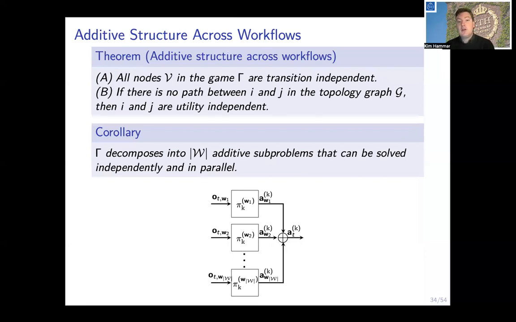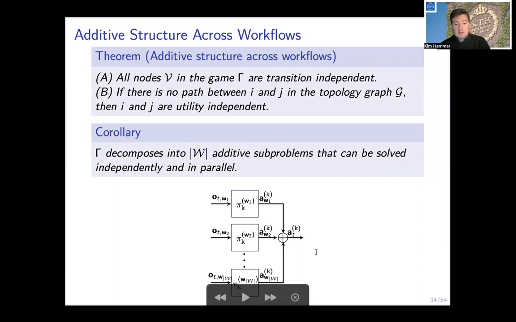And it turns out that in our game, all of the nodes are actually transition independent. And I claim that this is a property that holds for many infrastructures in practice. Secondly, we can also show that if there is no path in between 2 nodes, then they are also utility independent. And a very useful corollary of this is that since the workflows in our model by assumption satisfy this isolation, there are no paths in between 2 workflows. Therefore, we can decompose the game on the workflow level into a set of additive subgames, 1 per workflow. And we can then solve these subgames independently and in parallel.